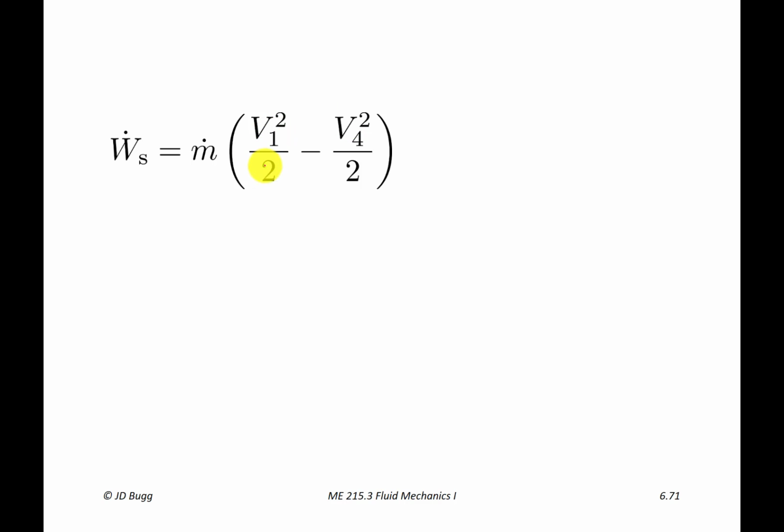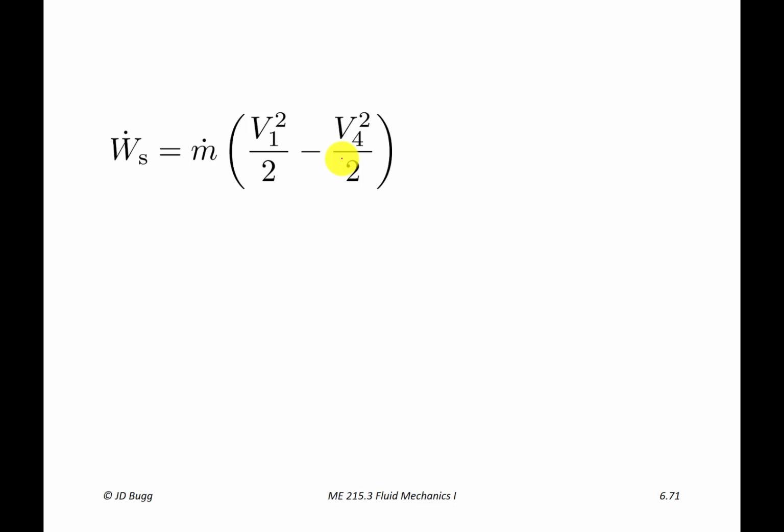The change in kinetic energy of the fluid, so V squared over 2 at the inlet, V squared over 2 at the exit, that's the kinetic energy per unit mass that the air possesses. Multiply that by the mass flow rate, and we get power. So the shaft power equals mass flow rate times V1 squared over 2 minus V4 squared over 2. Total change in kinetic energy.